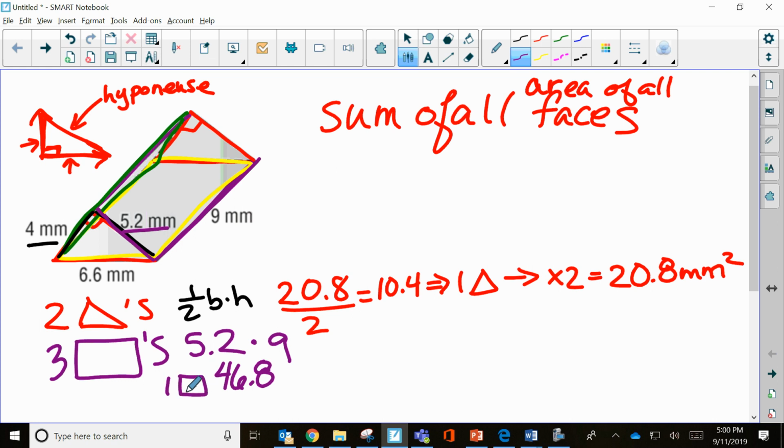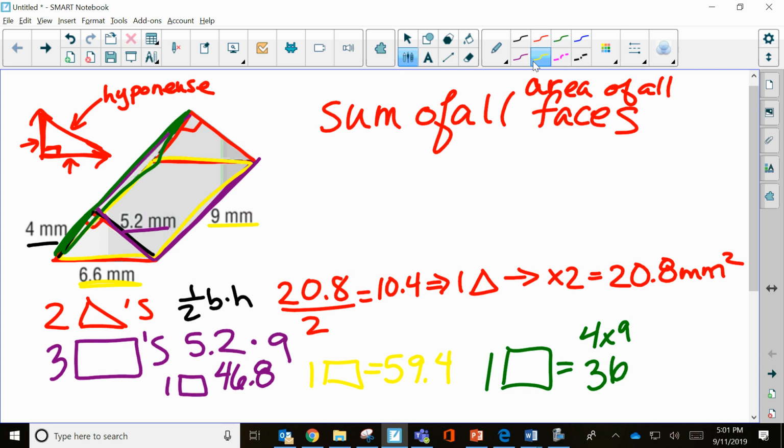Okay, and then I have rectangle 2, that one's yellow. Okay, so then I have 6.6 and 9 millimeters. So 6.6 times 9 gives me 59.4. Okay, so that's another rectangle. So I have a third rectangle, and that is this 4 and 9. Okay, so my third rectangle is 4 times 9, and that's 36.